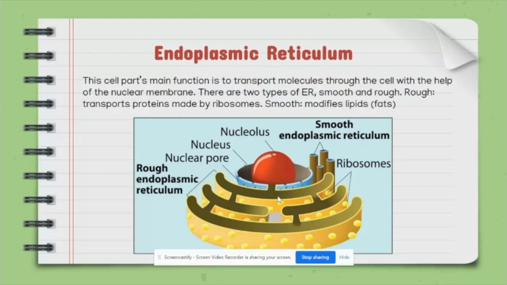So next we'll talk about the endoplasmic reticulum. This cell part's main function is to transport molecules through the cell with the help of the nuclear membrane. There are two types of ER, smooth and rough. So the rough endoplasmic reticulum transports proteins made by ribosomes. The smooth endoplasmic reticulum modifies lipids, which are also fats. So this is an image of an endoplasmic reticulum.